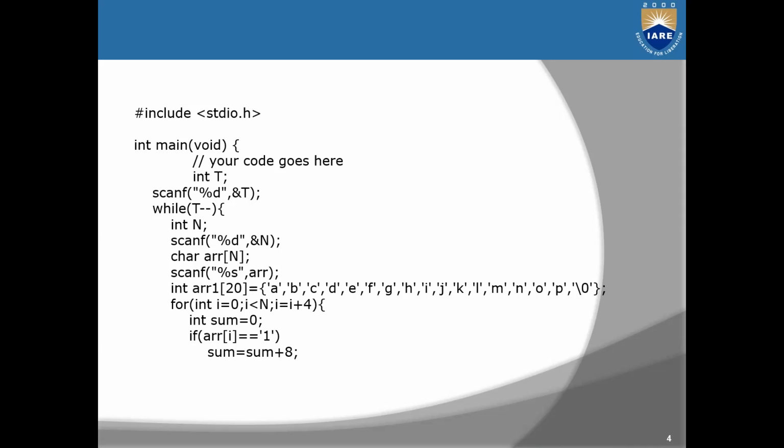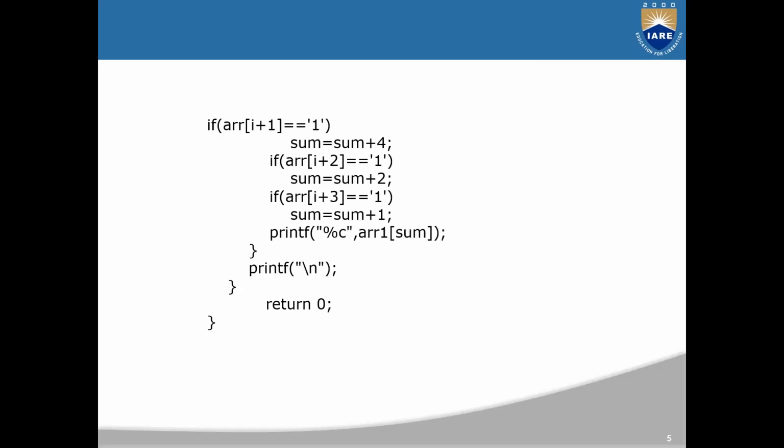Then next, int sum is equal to 0. Then next we are taking an if statement. If array of i is equal to 1, then it will go to the next line and it will add sum equals sum plus 8. Or else if array of i plus 1 is equal to 1, then it will go into sum equals sum plus 4.